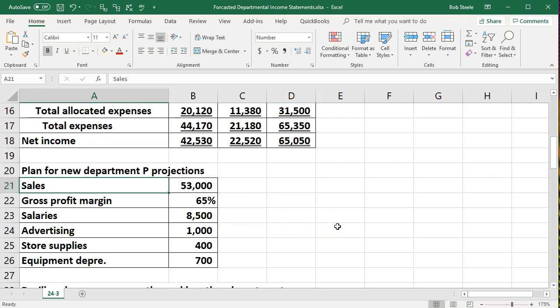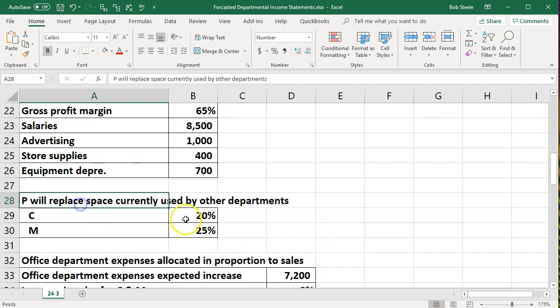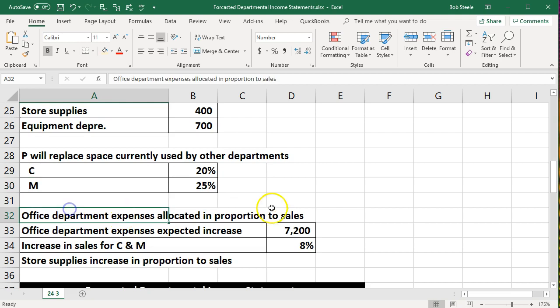Department P, we believe, is going to have sales of $53,000, gross profit margin 65%, salaries of $8,500, advertising $1,000, store supplies of $400, and equipment depreciation of $700. P will replace space currently used by the other departments. So in other words, the new department is going to take some of the occupancy space from the other departments. 20% from the current department C will now be going to the new department P. 25% from the current department M will now be going to the new department P if we do implement this. And then we have the office department expenses allocated in proportion to sales.